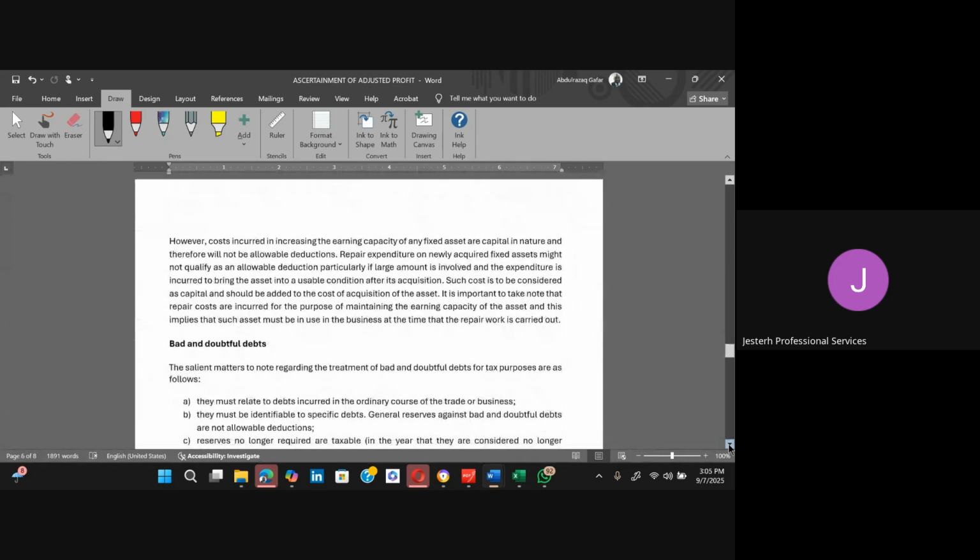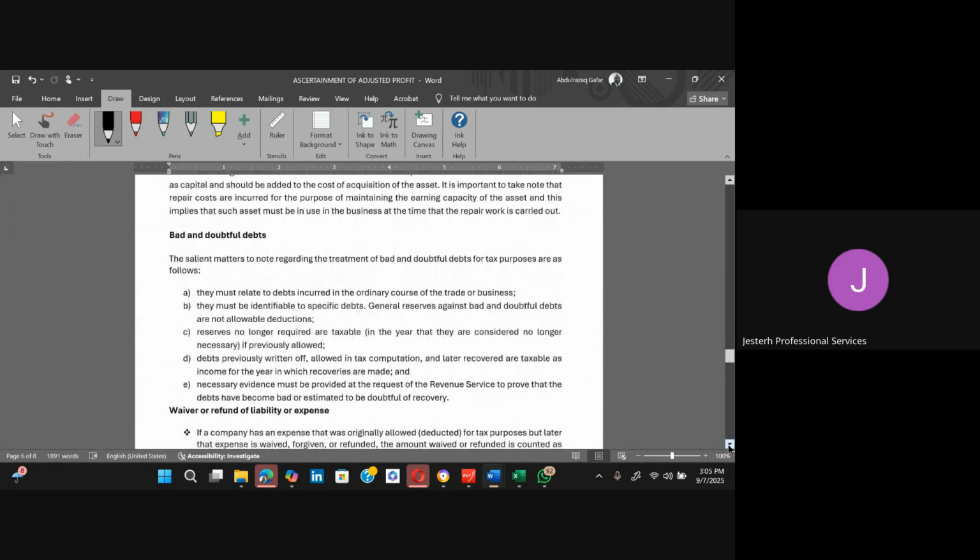Then we also have our bad and doubtful debts. I've also explained this before. Our bad and doubtful debts could be allowable. Such bad and doubtful debts must be related to the ordinary course of business, and they must also be specific. So reserves no longer required are taxable if previously allowed.